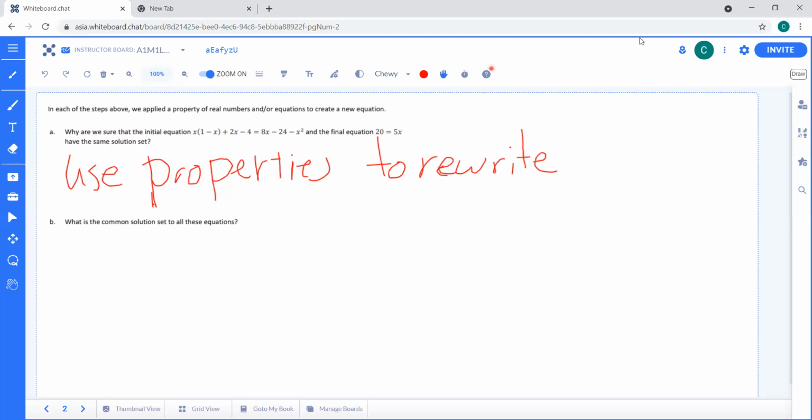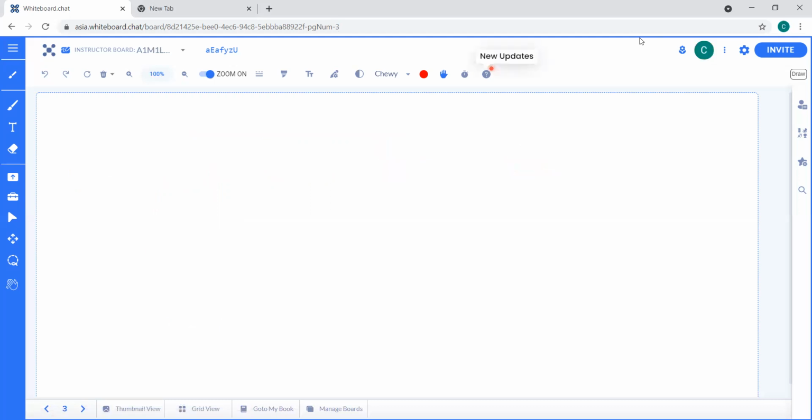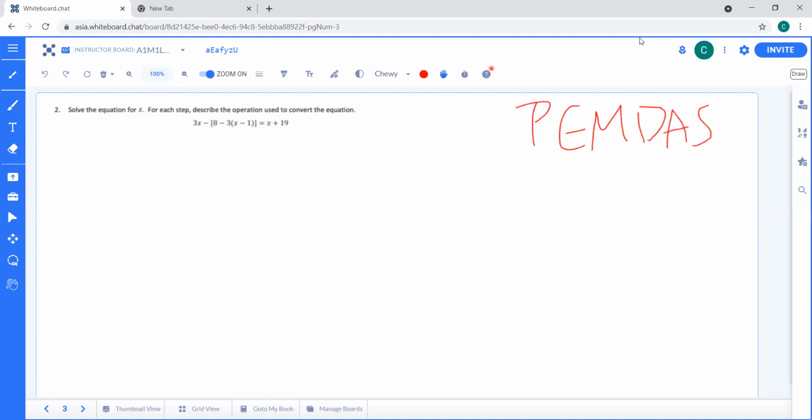What is the common solution to all these equations? Well, the last one was 20 equals 5x. Go ahead and solve that. X equals 4. Solve the equation for x for each step. Describe the operation used to convert each equation. So what you're going to do here is talk about what you do each time. Okay. So we know we have to operate within PEMDAS. That's definitely going to be what governs our actions here.